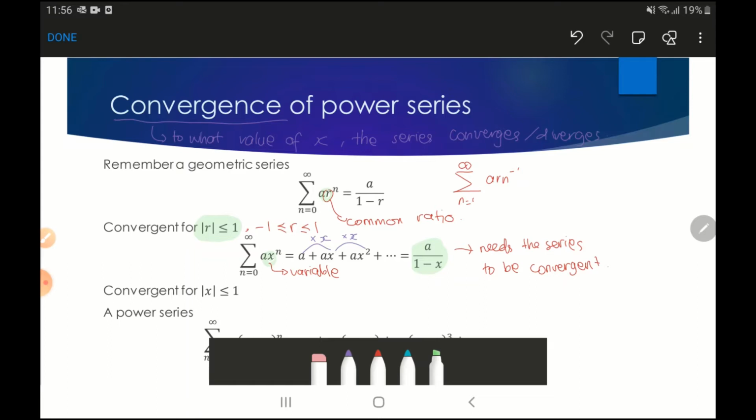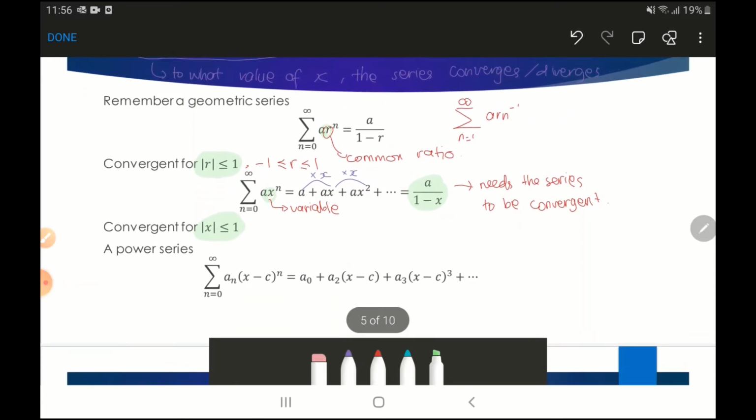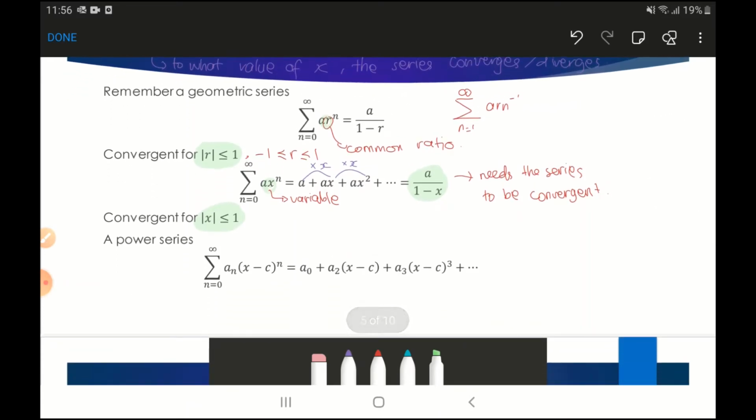So in this case, we can say the series will be convergent when the absolute value of x is less than or equal to 1. So in our power series, the general form of it is like this.